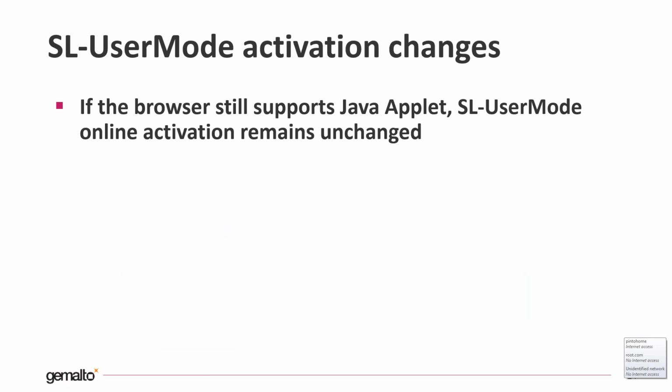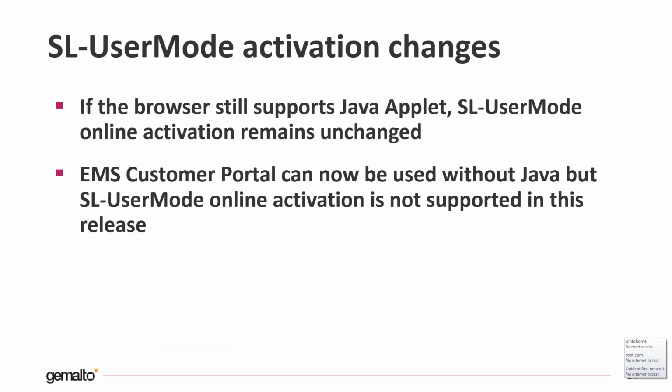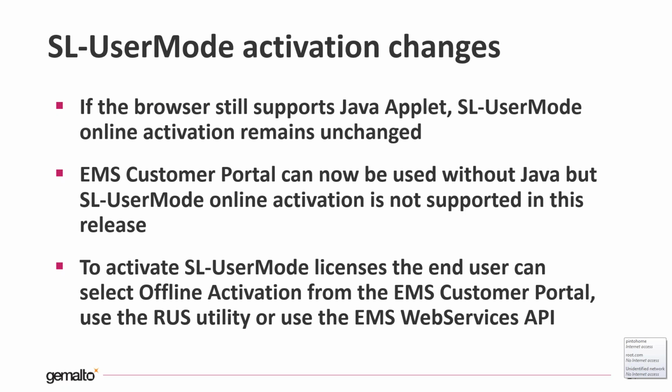So going over to another subject, another feature that was added is the SL-UserMode activation changes. A couple of changes were added in this version. First of all, in terms of the user mode, if your browser still supports a Java applet, the online activation still remains unchanged. But if you're using the customer portal without Java in SL-UserMode, online activation is not supported in this release, only for the admin mode, not for the user mode.